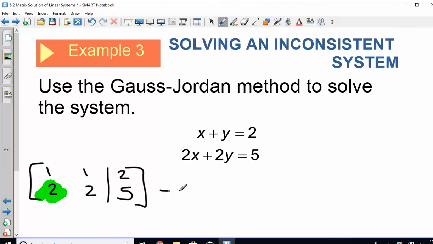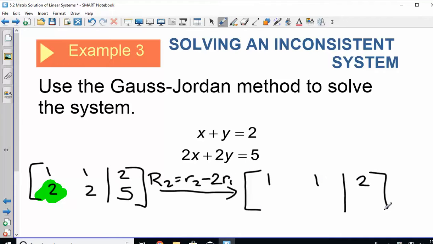Since it is a 2, we are changing row 2, so row 2 equals row 2. It's positive 2, so we subtract 2 of row 1. Okay. So row 1 doesn't change. So 2 minus 2 is 0. 2 minus 2 is 0. 5 minus 4 is 1.